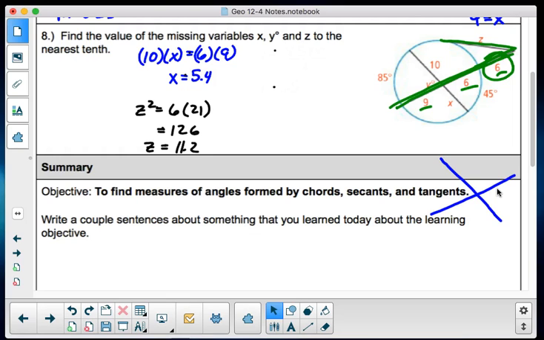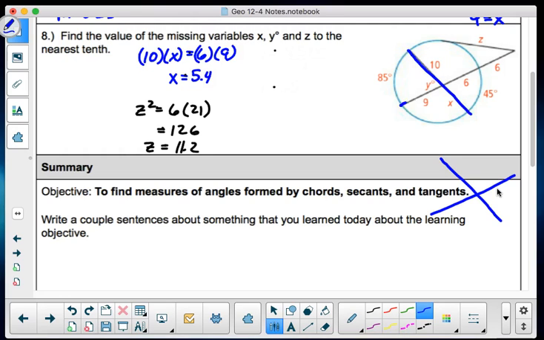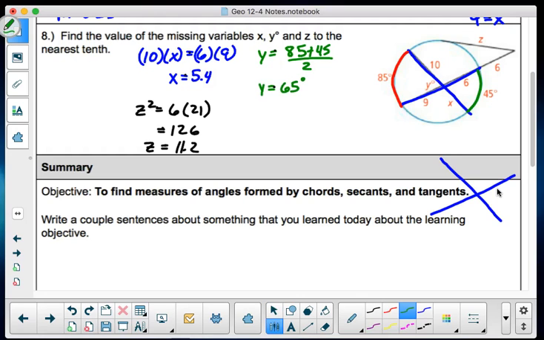Now remember, what I've done so far is just about the side lengths. Now let's go after angle measures. And you're all going, well, what angle measures? I've got this angle measure here, because these are intercepting this arc, and this is intercepting that arc. So I'm going to go after the average of 85 and 45. 85 plus 45 divided by 2 gives me a 65-degree angle where the chords cross.